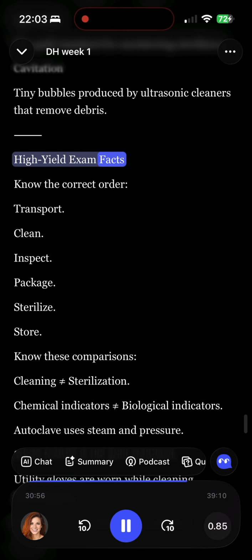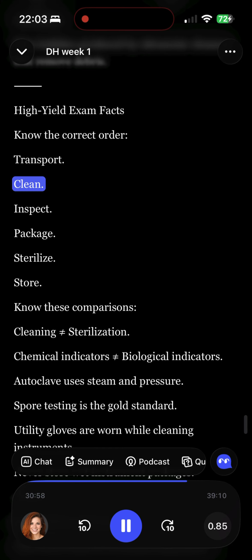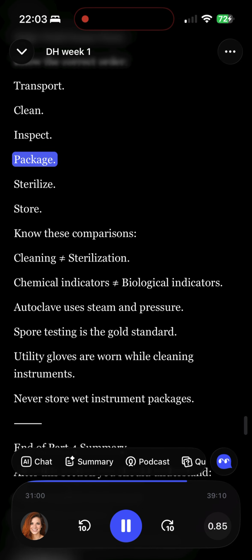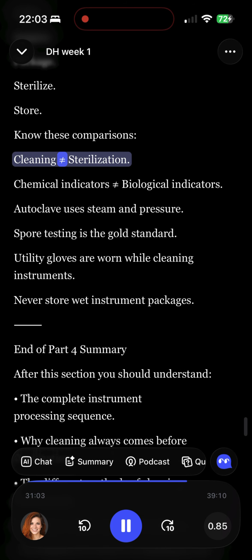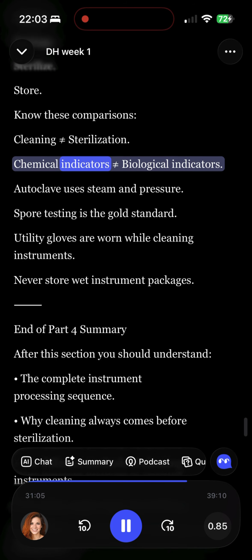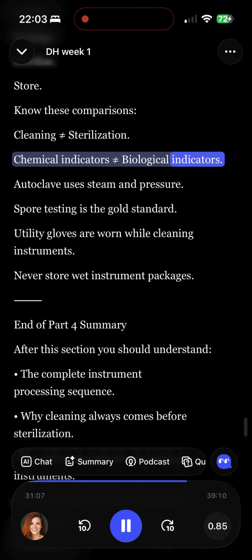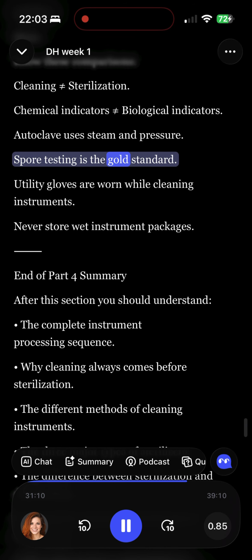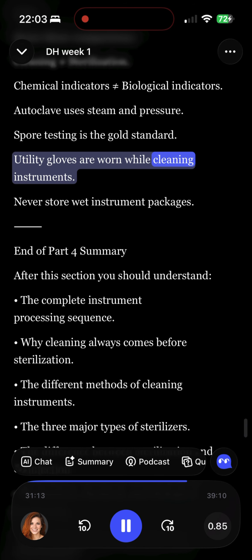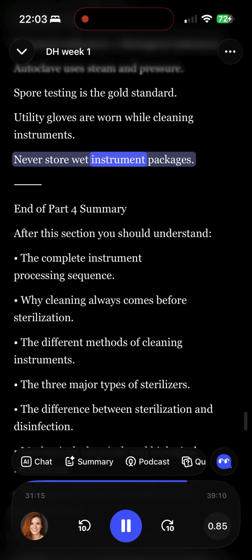High-yield exam facts. Know the correct order: transport, clean, inspect, package, sterilize, store. Know these comparisons. Cleaning does not equal sterilization. Chemical indicators do not equal biological indicators. Autoclave uses steam and pressure. Spore testing is the gold standard. Utility gloves are worn while cleaning instruments. Never store wet instrument packages.